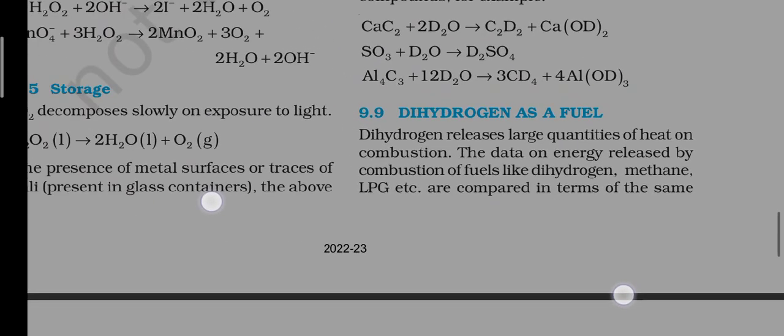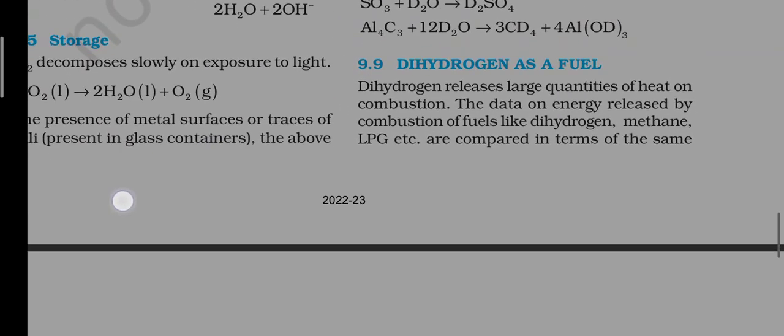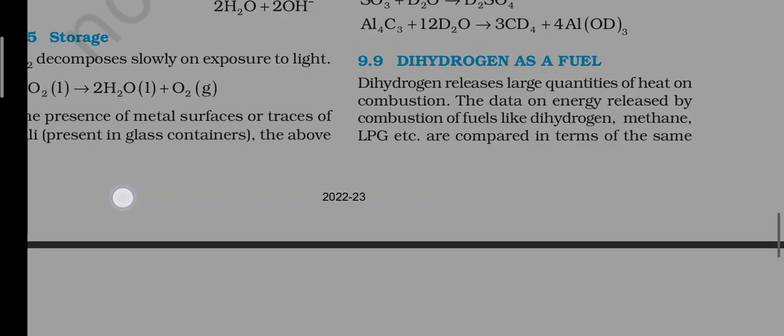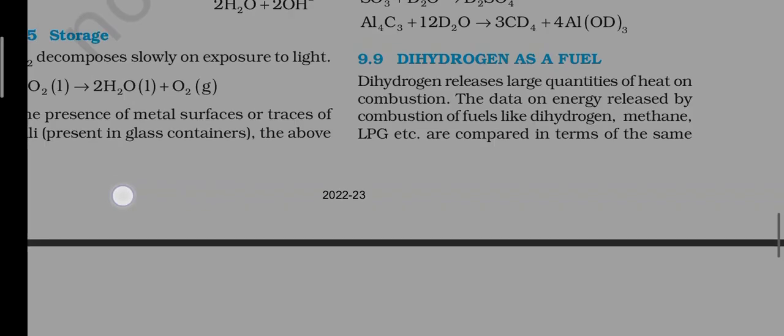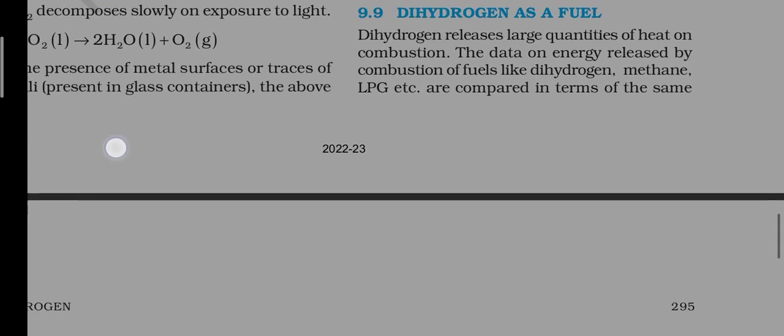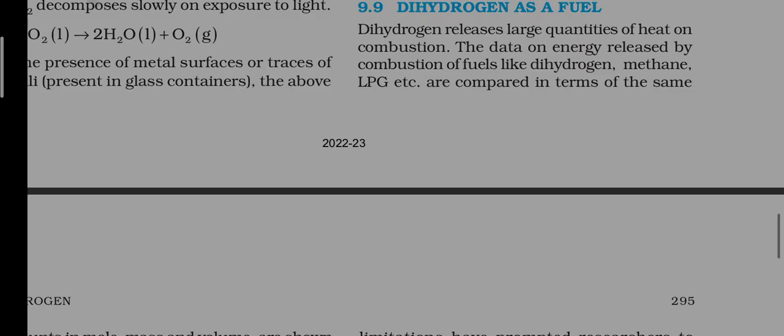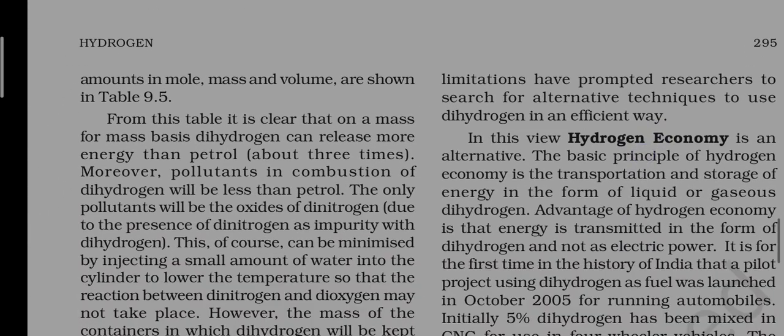Next is dihydrogen as a fuel. Dihydrogen releases a large quantity of heat on combustion. The data on energy released by combustion of fuels like dihydrogen, methane, LPG, etc. are compared in terms of some amounts in mole, mass and volume.